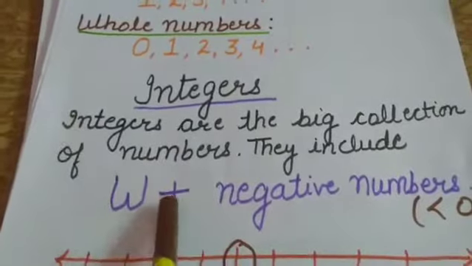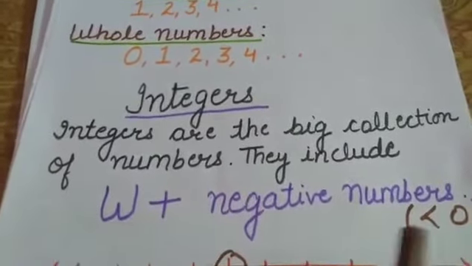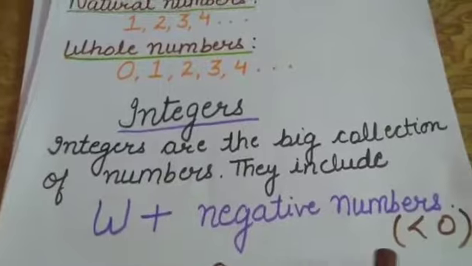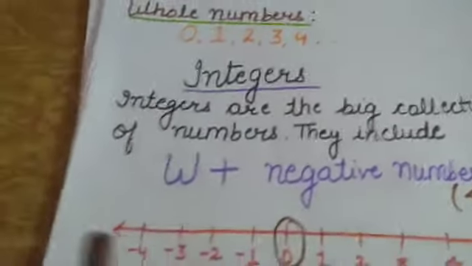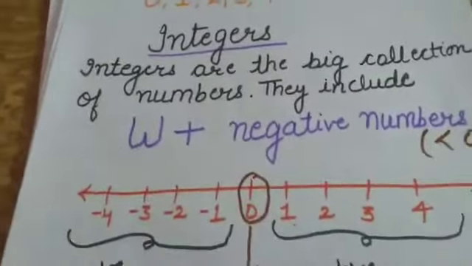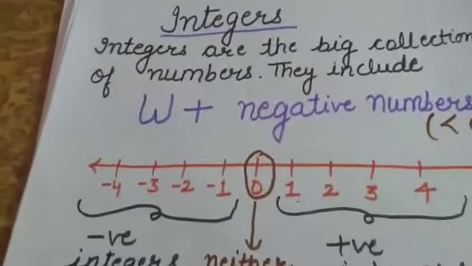Integers include whole numbers as well as negative numbers. Negative numbers are the numbers which are less than 0. Now let us discuss the number line that we have learned in class 6 also.